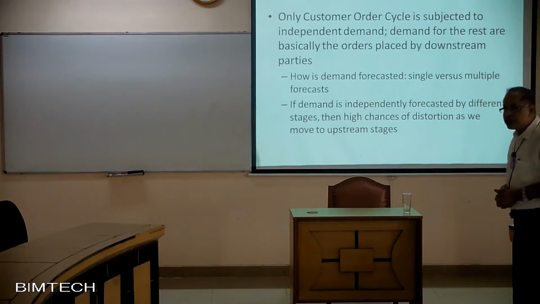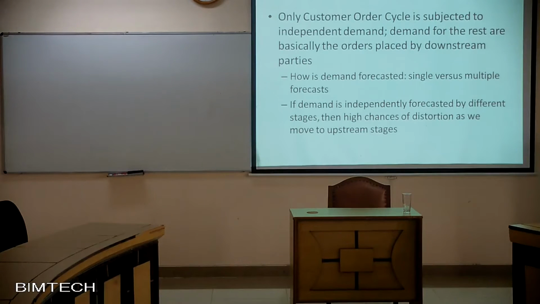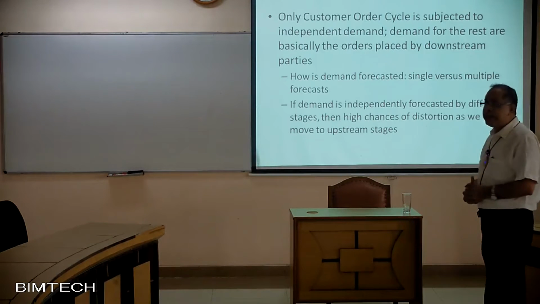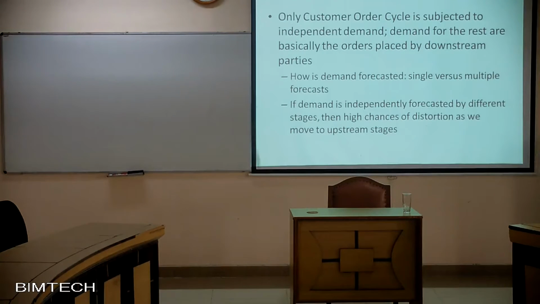Now, what are the implications of this? The implications are very, very serious. If there is a demand, then the demand perhaps needs to be forecasted, and since there is only one demand for one particular SKU, is the entire supply chain going to rely on only one single forecast for that demand?